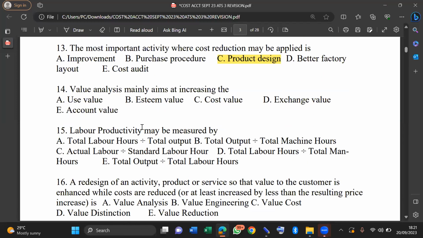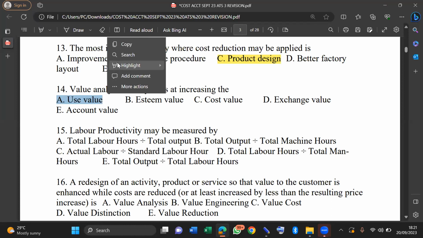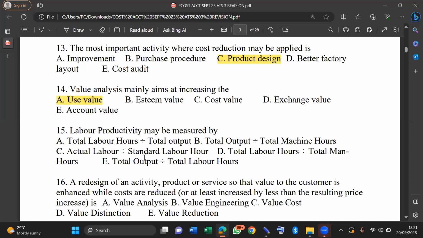Okay, value analysis mainly aims at increasing what? Value analysis aims at increasing dash. Use value, esteem, cost, exchange, and account value. Use value. Value analysis. It is the use value we have used. Production.